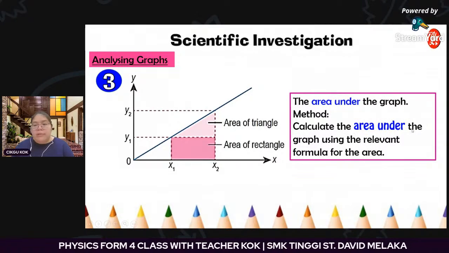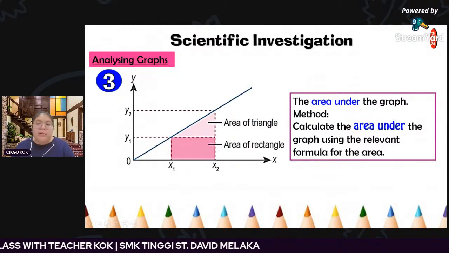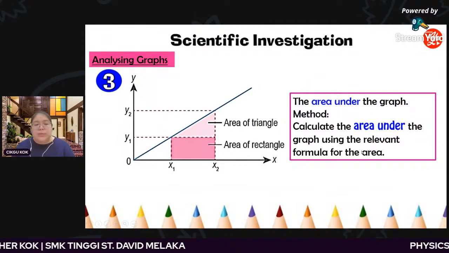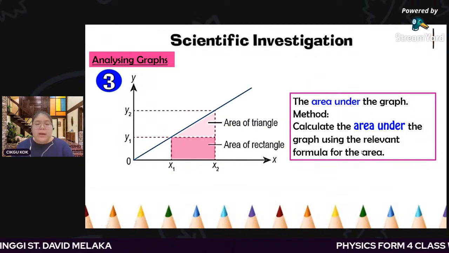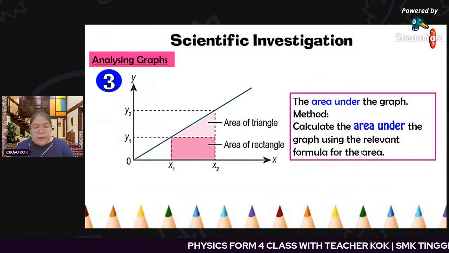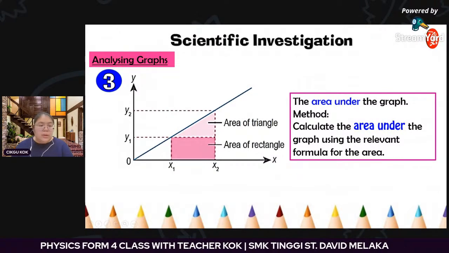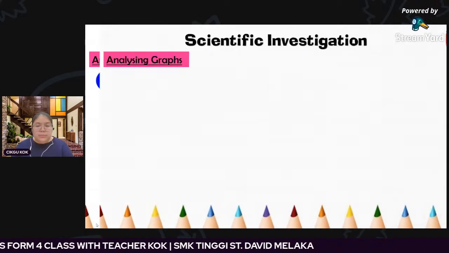Okay, calculate the area under the graph using the relevant formula for the area. Depending on the question, if they want the area under the graph, then you need to make sure what shape that area is. Then you need to apply the suitable formula. Okay, then we go to the next one.